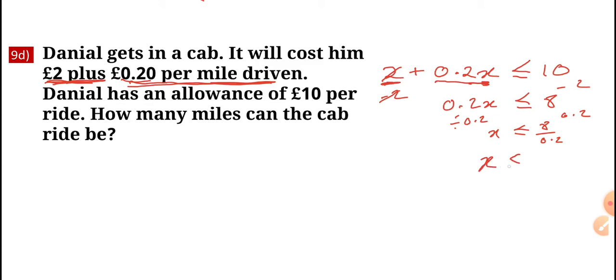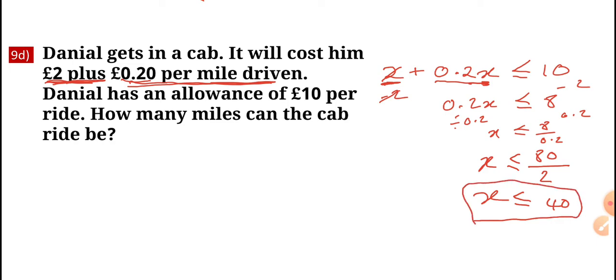So x should be equal to or less than, if we do 8 times 10 we'll get 80, and 0.2 times 10 is 2. Now you can see on the right hand side, 80 over 2 is just 40. So x is equal to or less than 40. So this is our answer. That means Daniel can go up to 40 miles to be within the £10 allowance, within the £10 budget. If he goes more than 40 miles, then he'll go over his £10 budget.